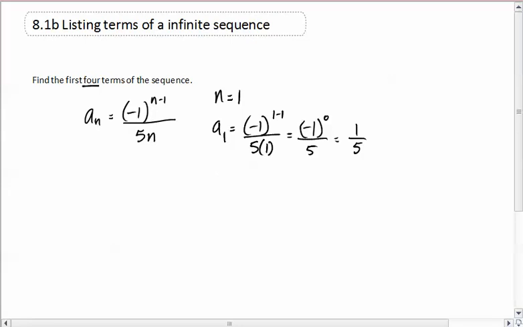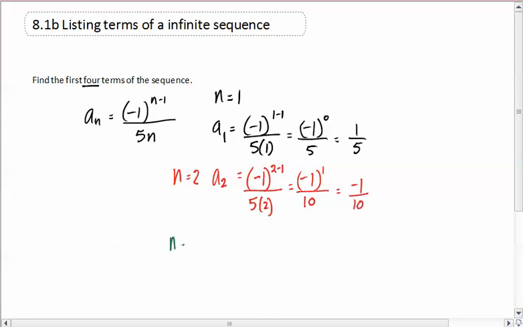Let's go to add some variety and color here. So n is 2, right? So I'm going to place, that's part of the formula, it's not going to change. The 2 minus 1 does, though. And I have a 5 times a 2. So that negative 1 now is getting raised to the first power, and so it's going to stay a negative, and there we have negative 1/10.